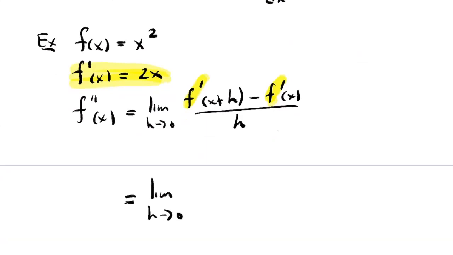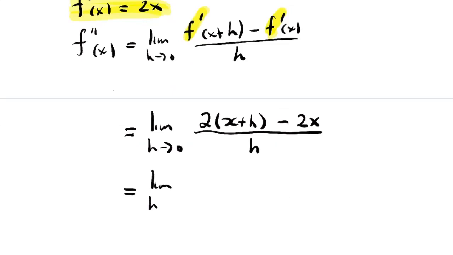It's the limit as h goes to 0. f prime of x plus h is 2 times x plus h, minus 2x, that's f prime of x. A little bit of algebra. Seems familiar.